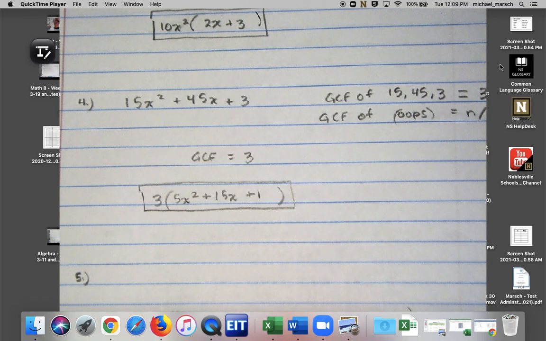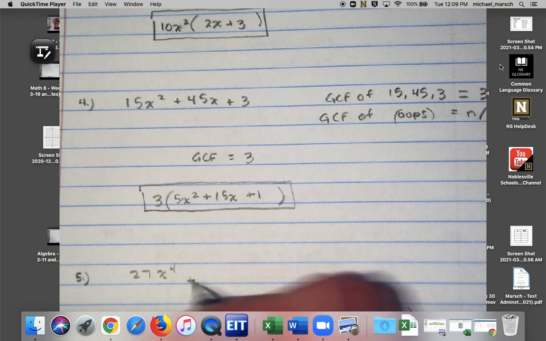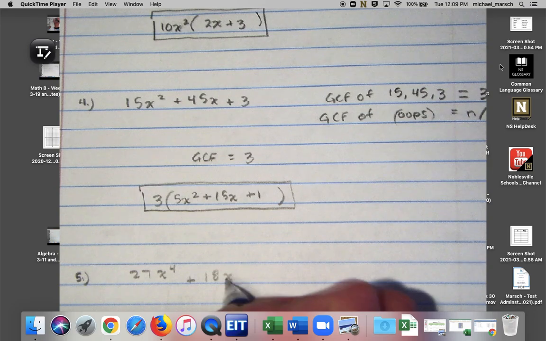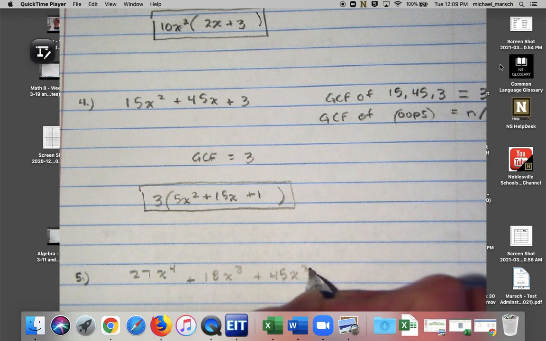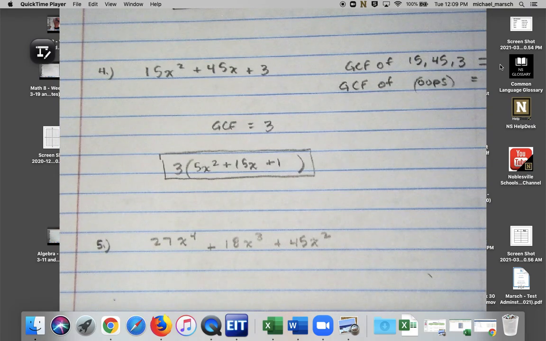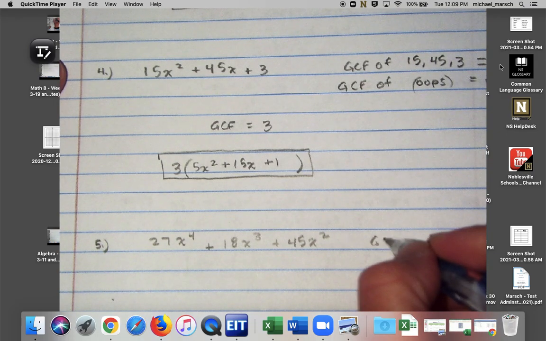Okay, you guys are going to do this last one by yourselves. 27x to the 4th plus 18x to the 3rd plus 45x squared. I'm going to freeze the screen. I'll work it out by myself, and then we will compare answers.